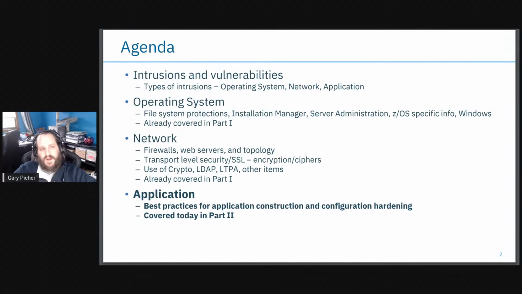So the agenda. I'm going to briefly go over something I did in part one, which is the types of intrusions and vulnerabilities I'm addressing. And I'm going to break them into three areas: operating system, network, and application. So I'll explain what those are. If you're interested in more of a deep dive in the operating system and network areas, that was covered back in part one. Today in part two, I'm going to talk about the application security hardening.